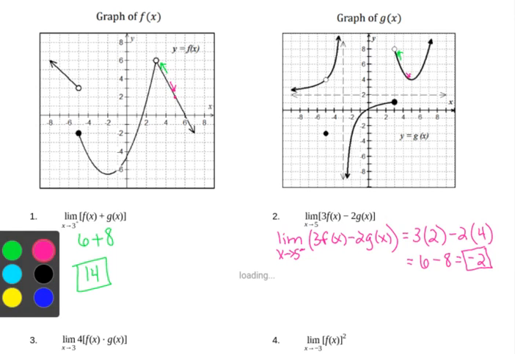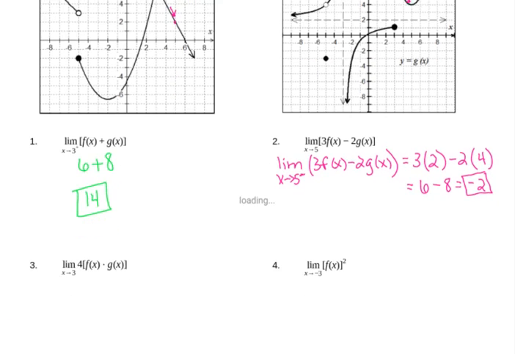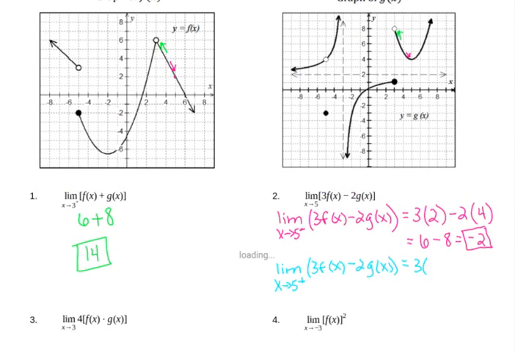Now let's actually look at our right-sided limit. So now we're going to do the limit as x approaches 5 from the right of 3 times f of x minus 2 times g of x. So again, I can take the 3 and multiply by my right-sided limit for 5 on f of x. So my right-sided limit is going to be 2 as well, minus 2 times the limit of g of x as x approaches 5 from the right.